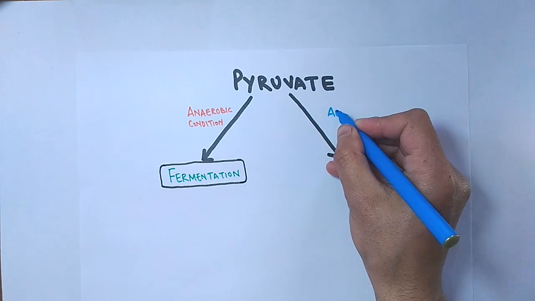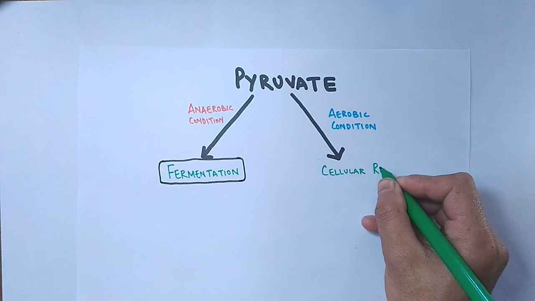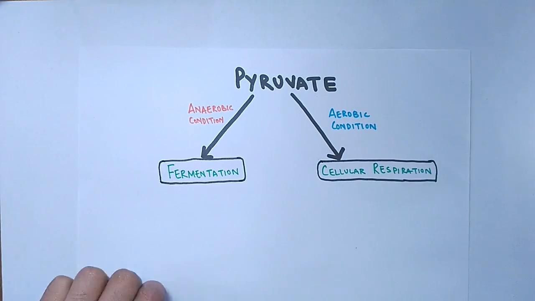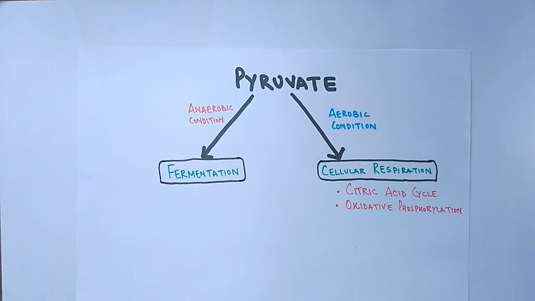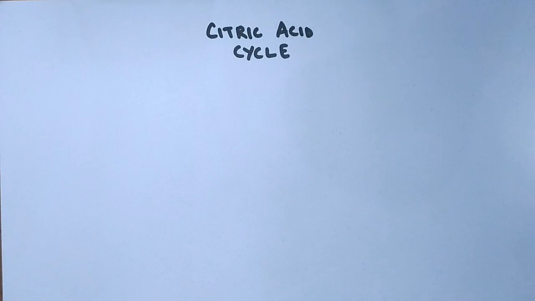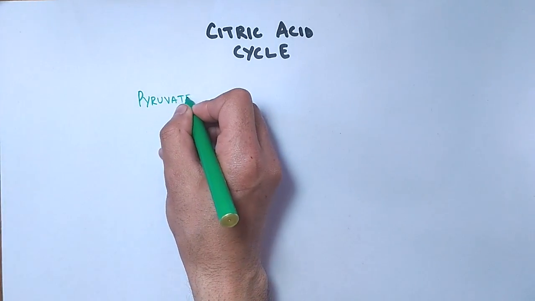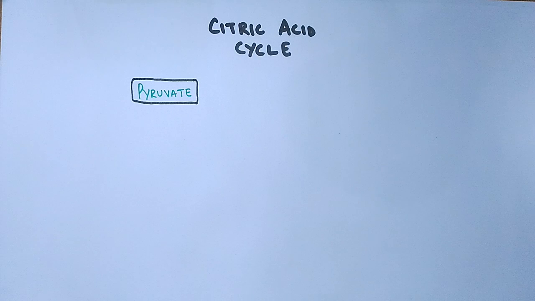Or if there is aerobic condition, that's in the presence of oxygen, the pyruvate will go through a cellular respiration process, which goes through a cycle of reactions called the citric acid cycle and will eventually enter into the oxidative phosphorylation. So here today in this video we'll be discussing the citric acid cycle, or you can say Krebs cycle. To start with the citric acid cycle, the pyruvate molecule formed from glycolysis in cytosol is first transported into mitochondria, as all the reactions of citric acid cycle, or Krebs cycle, will be driven in the mitochondria.